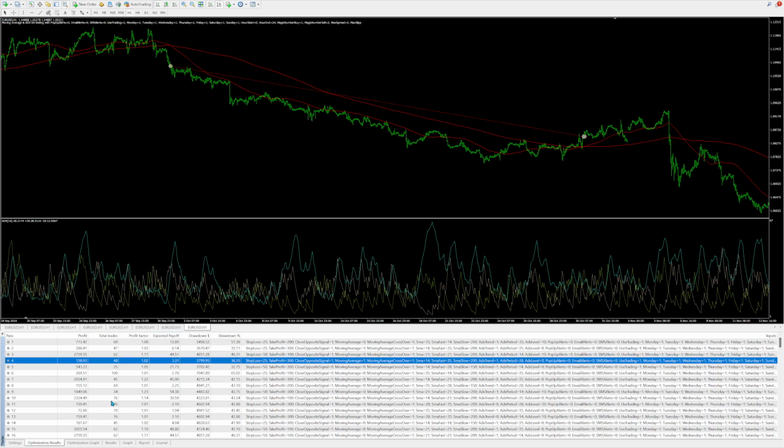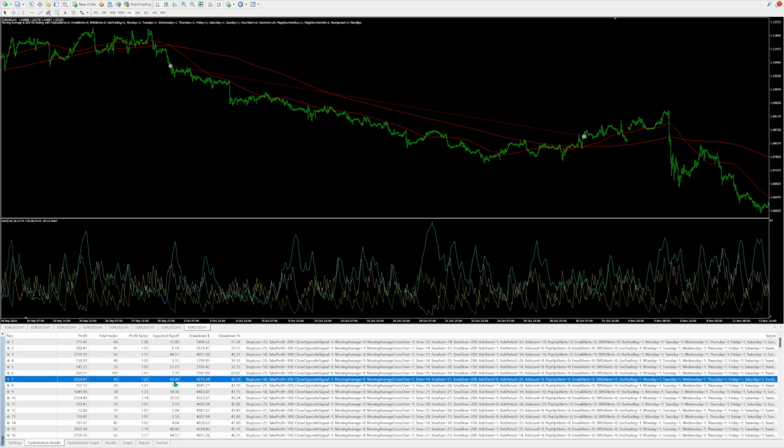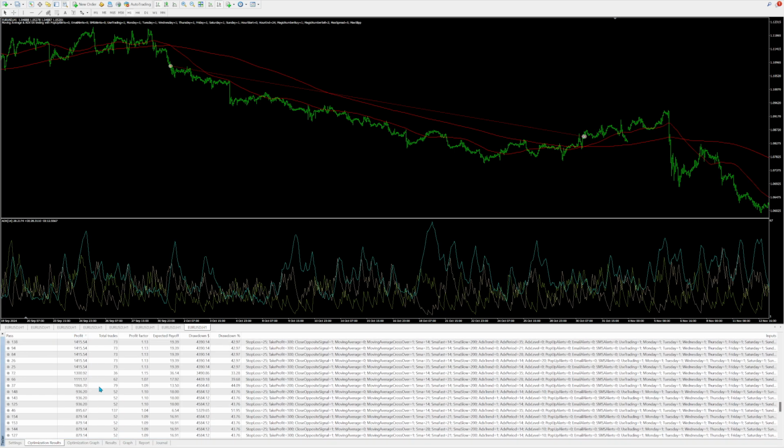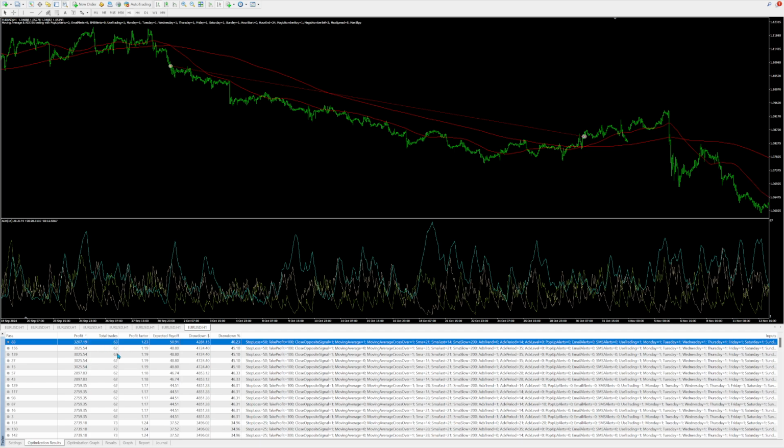If you right click as well, I've got skip useless results checked. That just avoids, well, as it does what it says, useless results won't be displayed. So you can sort the results in here according to your preferred statistic. So let's go profit, double click it, and it will arrange the combination of settings according to which produce the most profit. It doesn't necessarily mean it would be the best set of results.